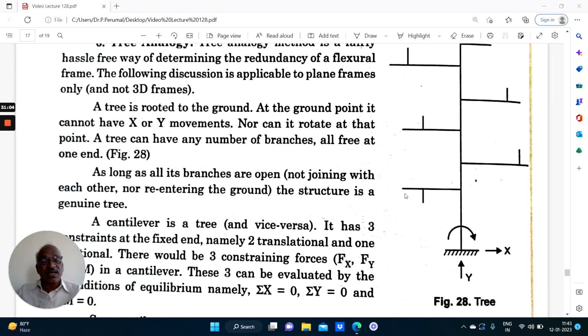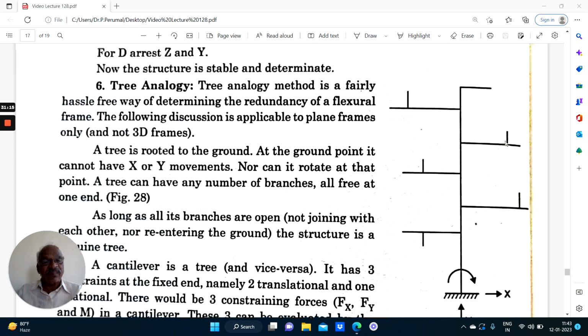Now, as long as this branch is not connected to any other branch, or this branch is not connected to the ground, as long as it is free, as long as any number of branches, it is a cantilever. A cantilever is a tree, or a tree is a cantilever. It is not connected to other branches or to the ground again. It is determinate.